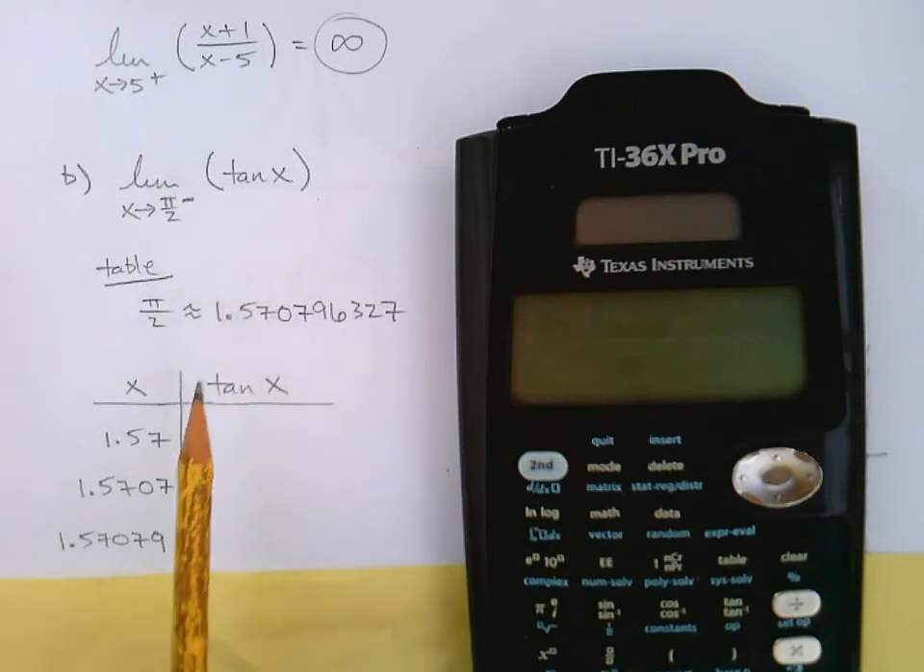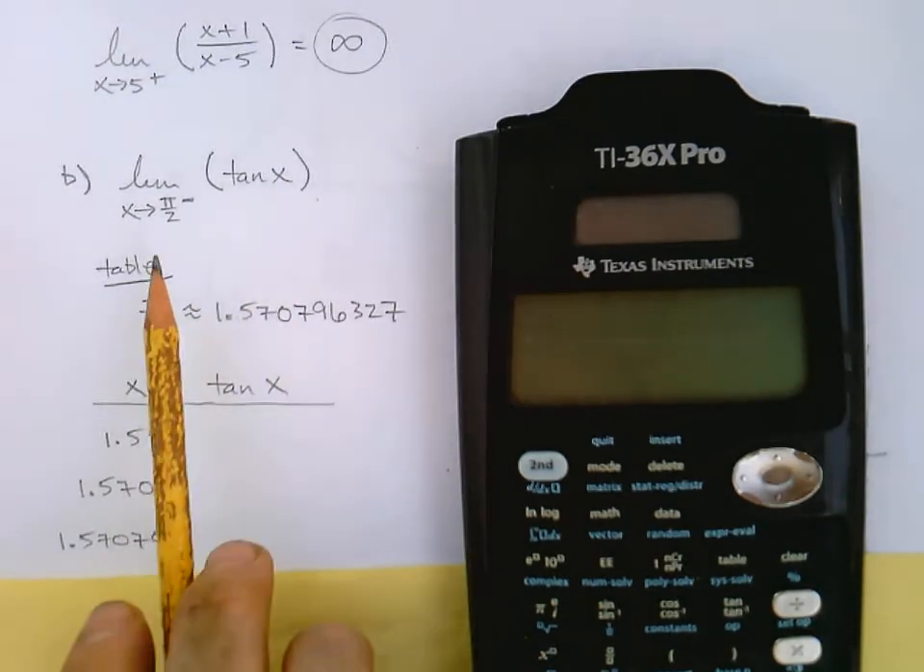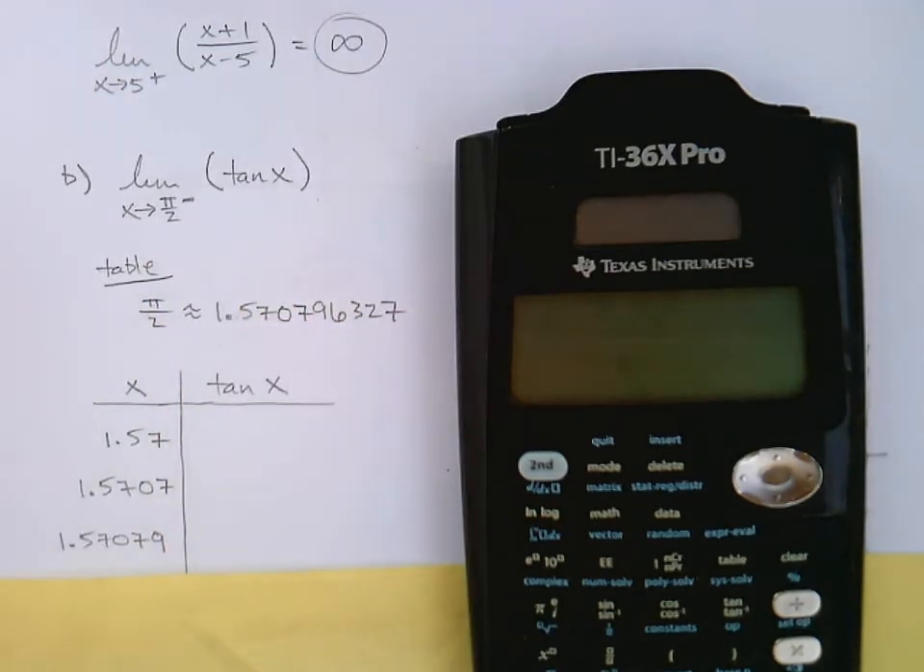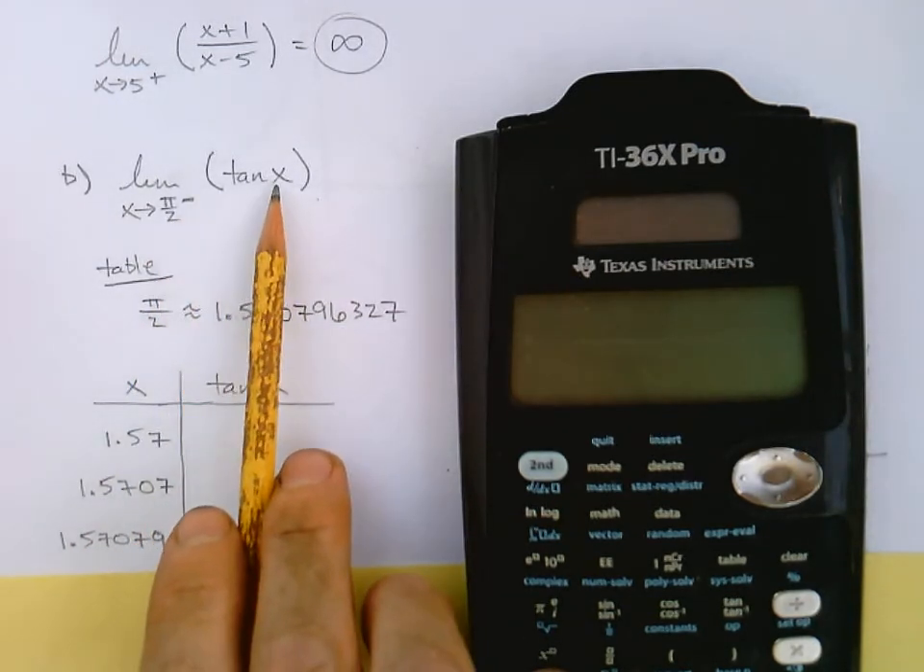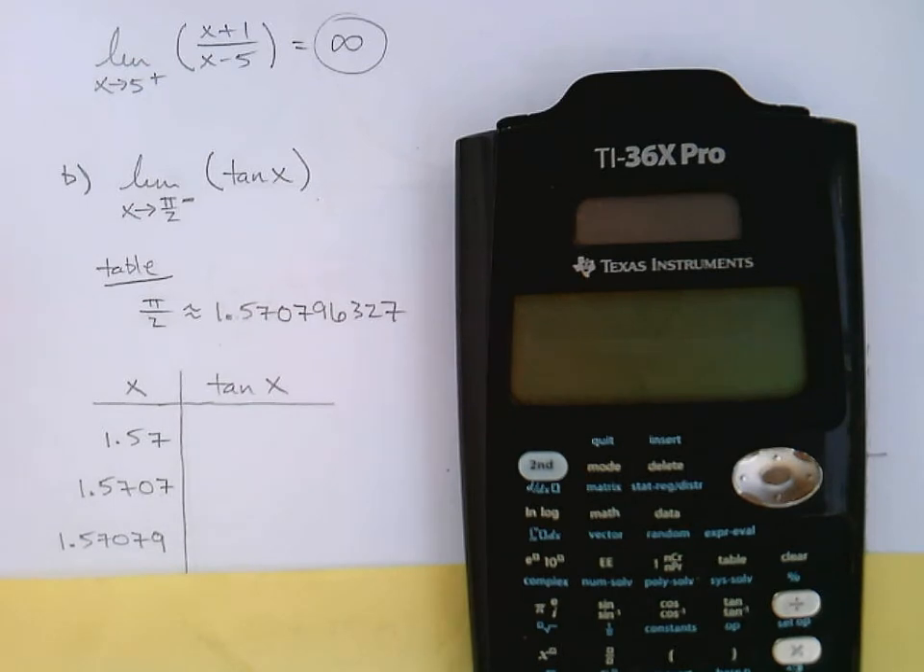You might also think, why are we doing this at all? Can't we just plug the pi over 2 in? I probably should have stated that from the beginning. Well, it turns out that will give you an error if you try to plug pi over 2 in. There is a vertical asymptote happening there.